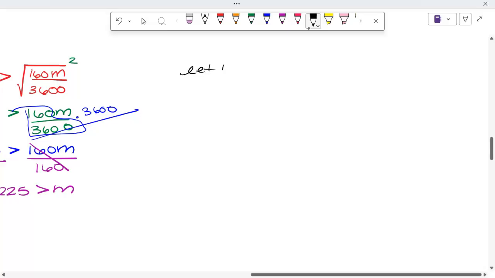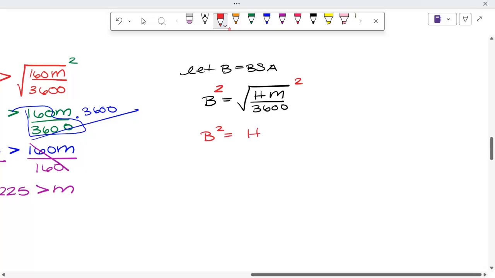First, I'm going to let B equal BSA, because I don't want to write BSA each time. So I've got B is equal to the square root of H times M over 3,600. Just like what we did over here, our first step to get it by itself is to square both sides. That gets me B squared is equal to H times M over 3,600. Now I would multiply by 3,600 on both sides.